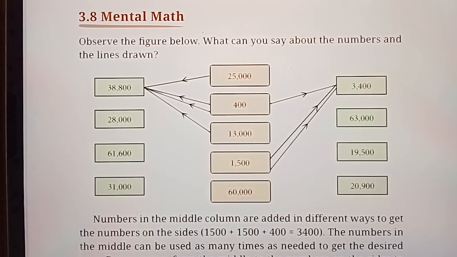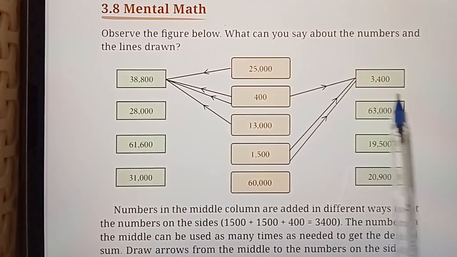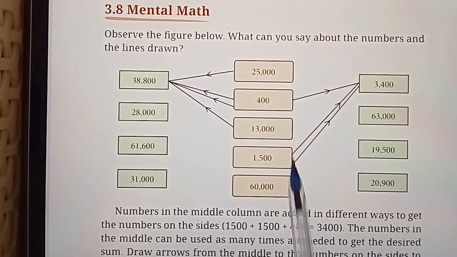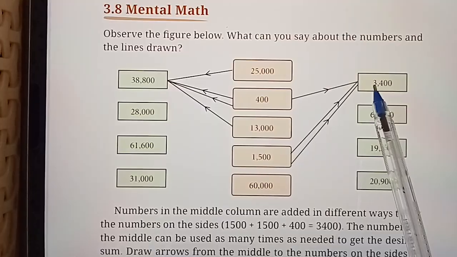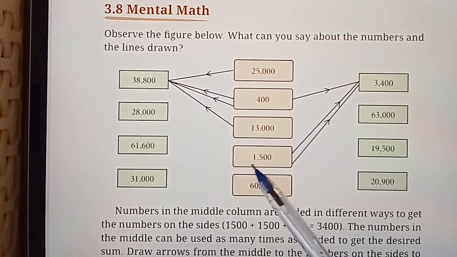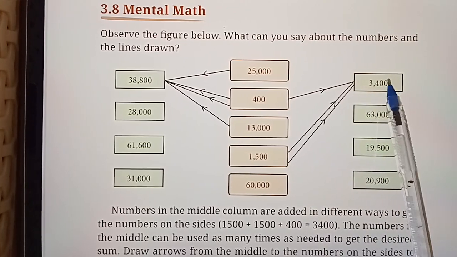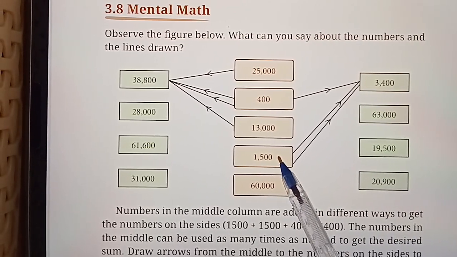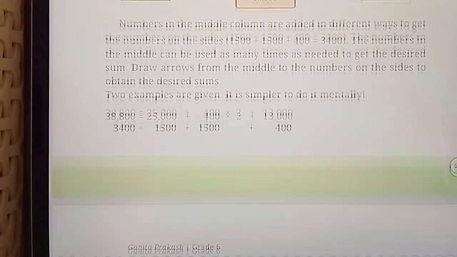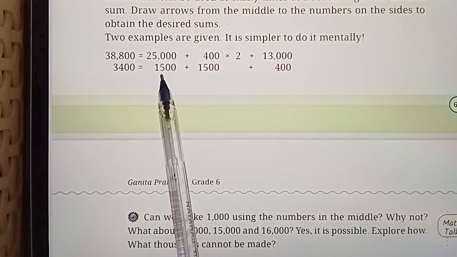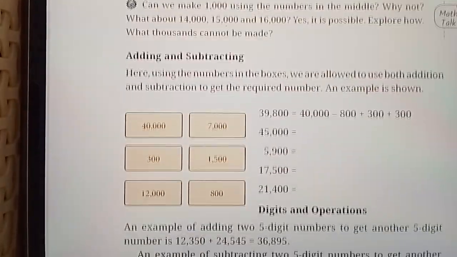Then the next topic is mental math. In mental math, what you can see is there's a middle block and there are 2 different columns on the sides. With these numbers, when you add certain numbers, you can get the values. For getting 3400, if you add 1500 and again 1500 and add 400, you will get 3400. 1500 plus 1500 is 3000, and then one more 400 will give you 3400, and this is called mental math. Over here it is the same. To get 3400, add 1500, 1500 and 400 to get the value. So this is how mental math works.